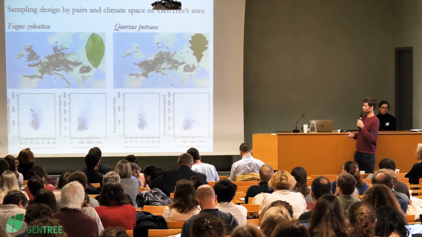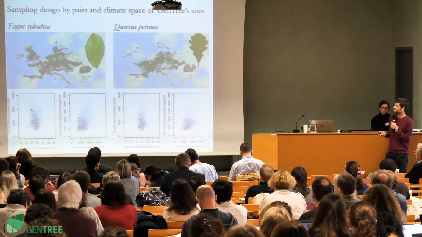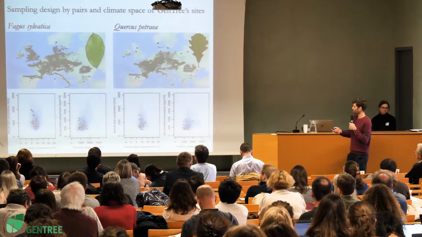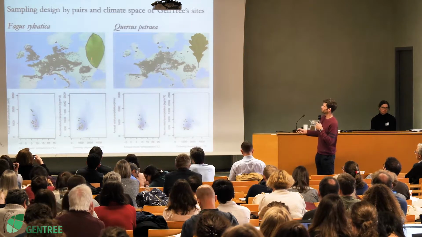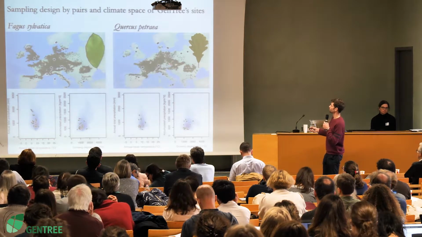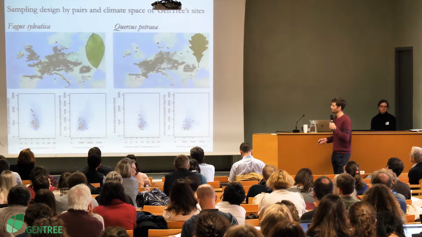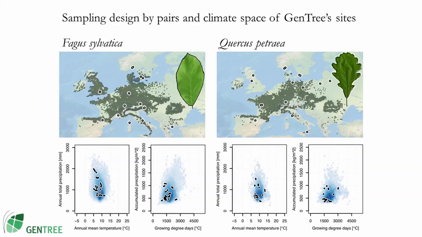I don't want to go too much into detail, but we used the GenTree sampling, of course, by pairs. Here you have the sampling scheme for beech. Each dot represents a pair, actually. And for oak, we have more or less the same number of populations. At the bottom, you can see the climatic envelope that is captured by the GenTree sites. We have a pretty good representation of the species range, actually, which is very good for this selection analysis.